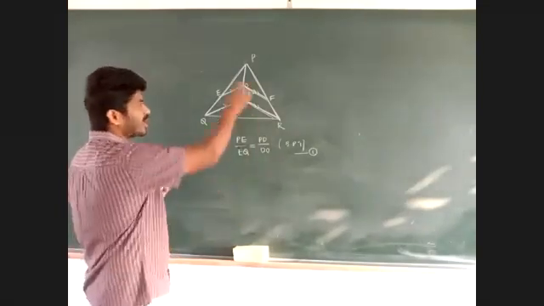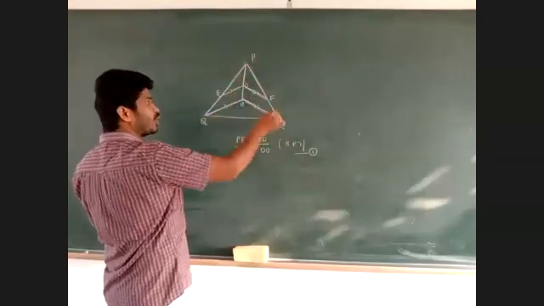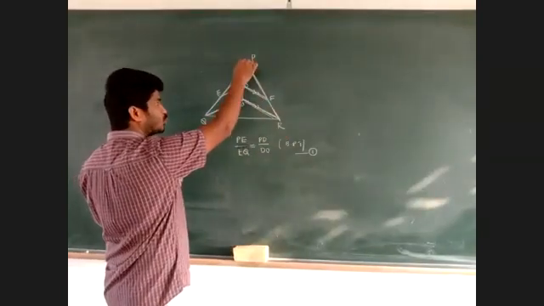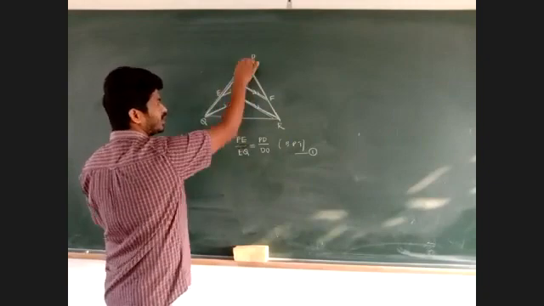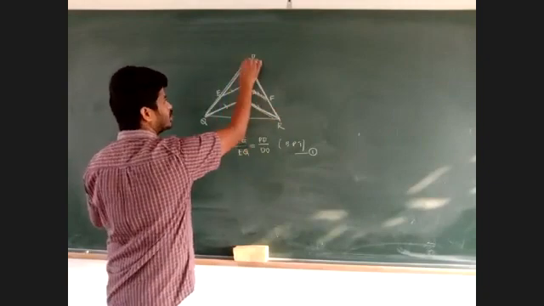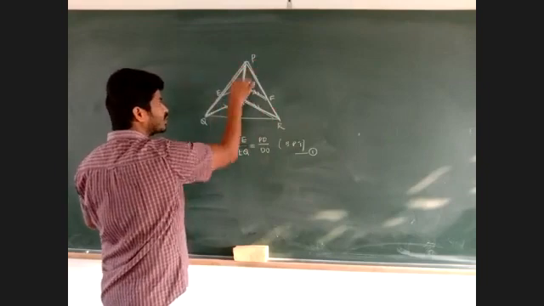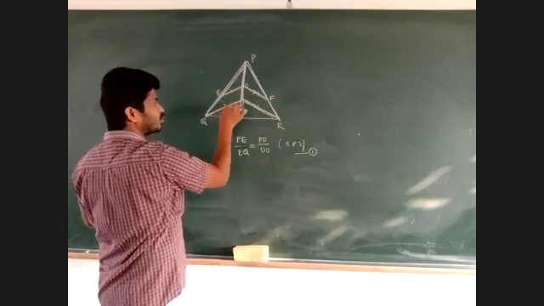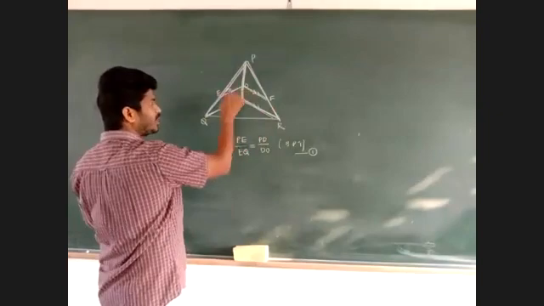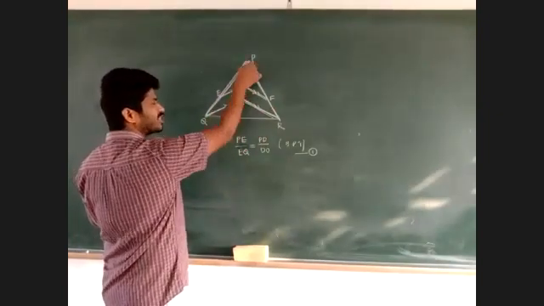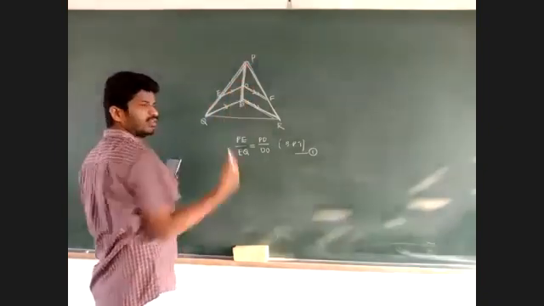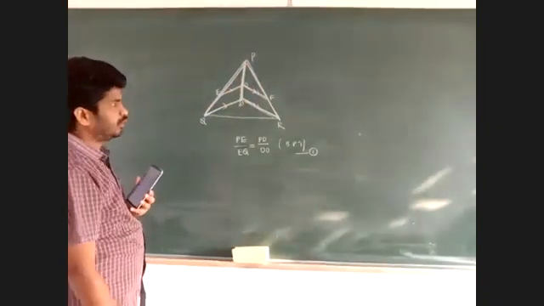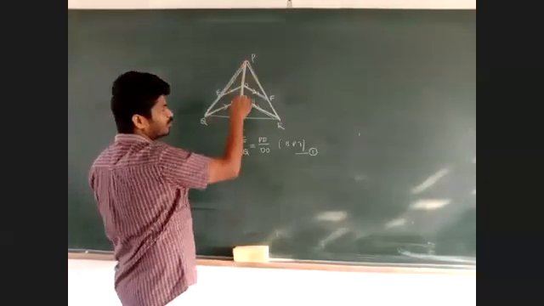Again, this triangle PQR is divided into two triangles. The first triangle is POQ and the second triangle is POR. In triangle POQ, DE is parallel to OQ. If DE is parallel to OQ, then apply the basic proportionality theorem: PE by EQ equal to PD by DO. That's all.